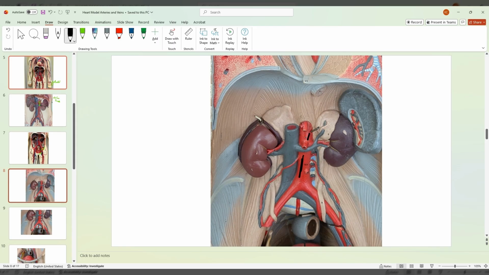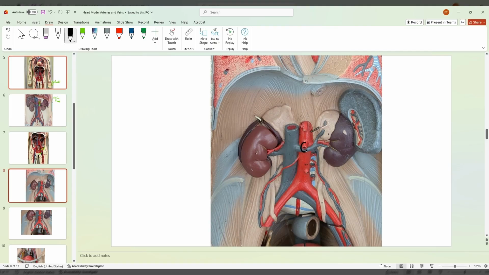If you remember, we have three branches coming off of the aorta. We have a major branch coming off directly inferior to the diaphragm. That's going to be this right here, which is going to be the celiac trunk. Then we have this right here, which is, again, going to be singular. There's no right and left. This is going to be the superior mesenteric artery, and this is going to be the inferior mesenteric artery.